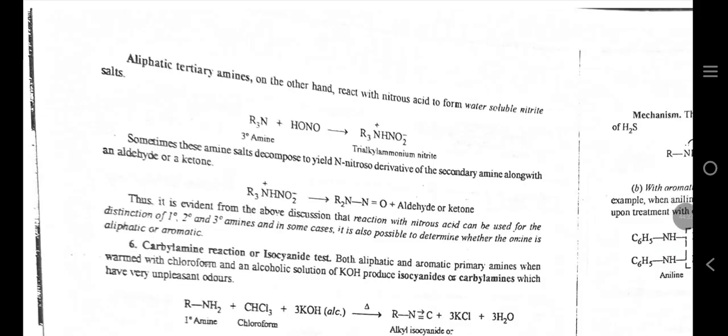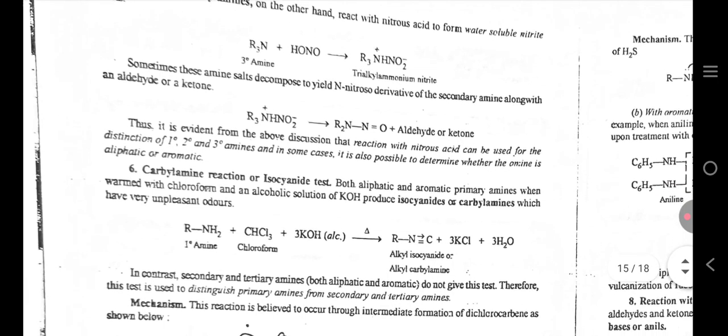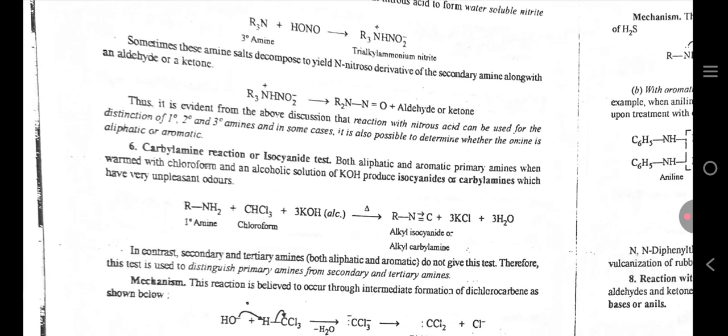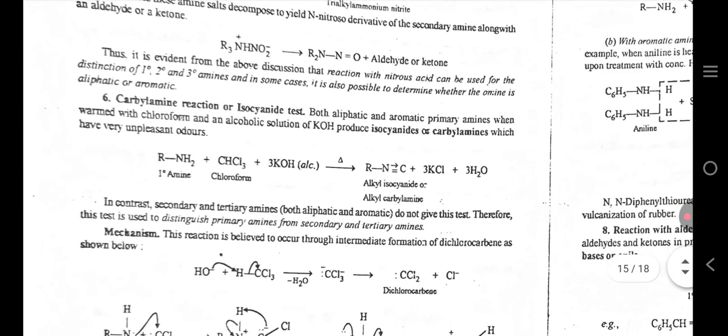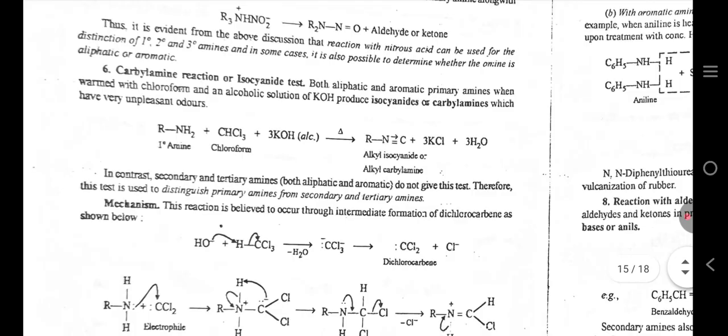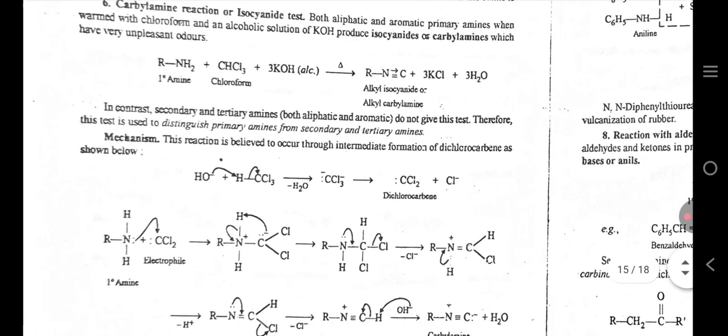Aliphatic tertiary amines, on the other hand, react with nitrous acid to form water-soluble nitrite salts. Sometimes these amine salts decompose to yield a nitroso derivative of the secondary amine along with an aldehyde or a ketone. Thus, it is evident from the above discussion that the reaction with nitrous acid can be used for the distinction of primary, secondary, and tertiary amines, and in some cases, it is also possible to determine whether the amine is aliphatic or aromatic.